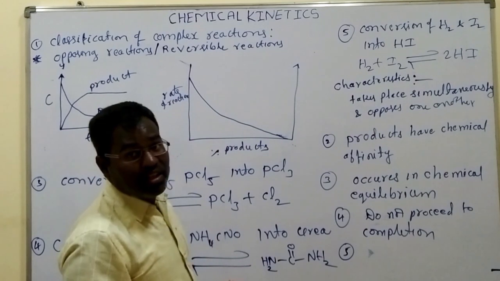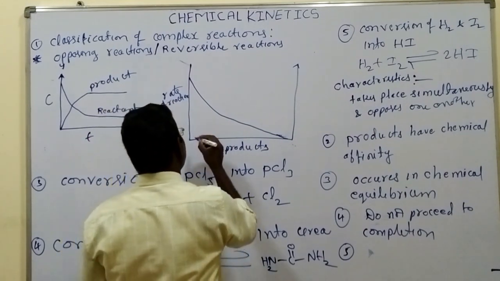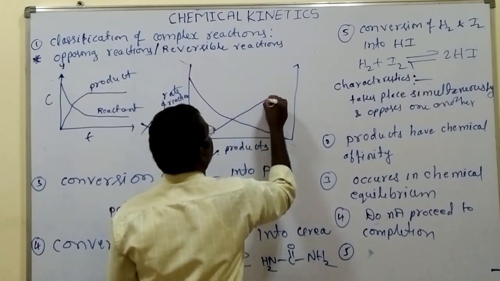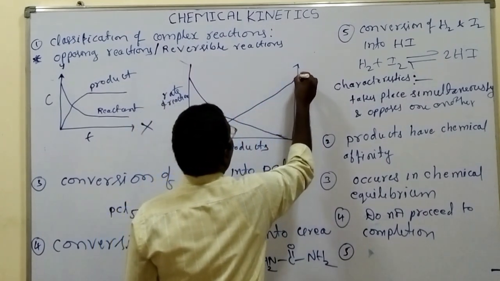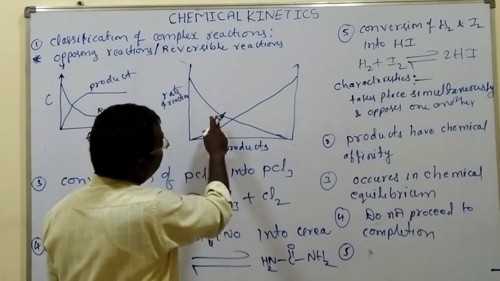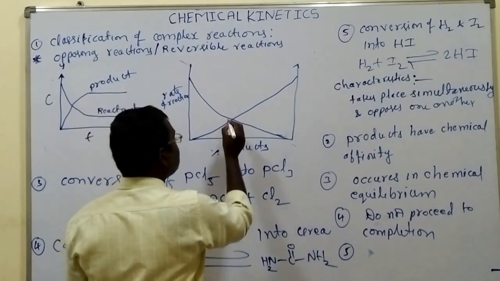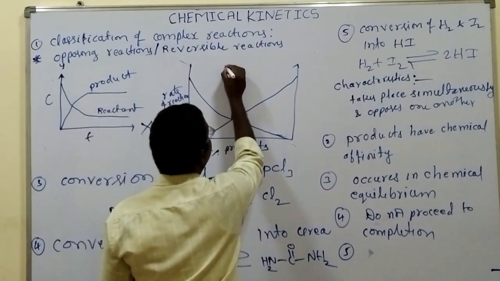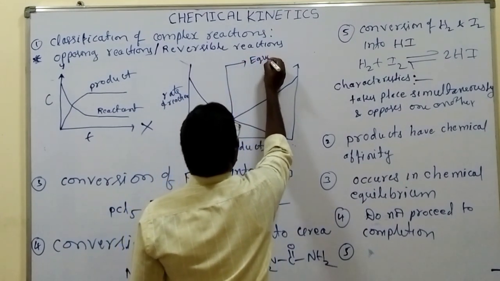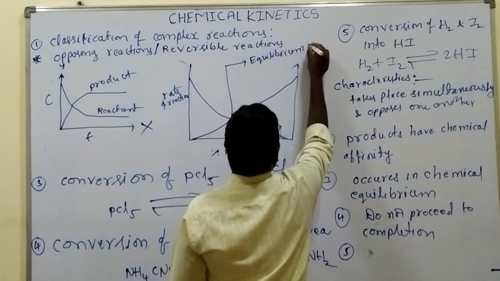Whereas if you take the rate of the backward reaction, it increases gradually. Okay, so this forward rate and backward rate both will coincide at a point. This point is called the equilibrium point.